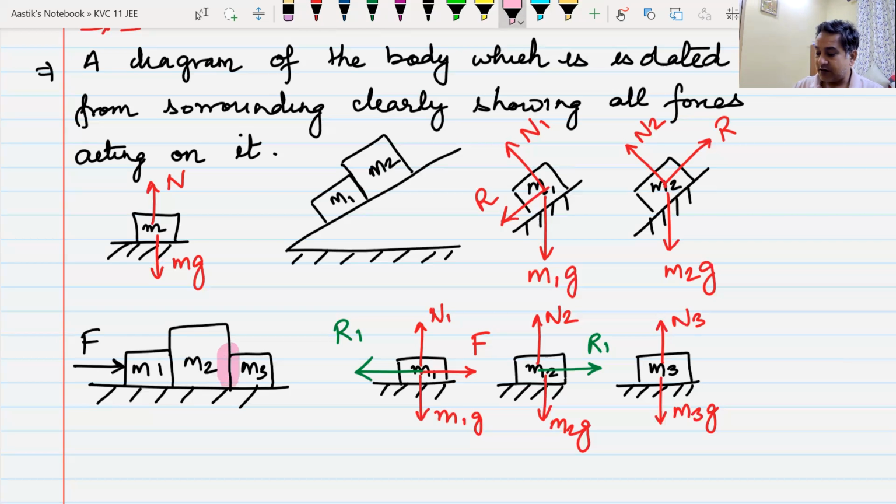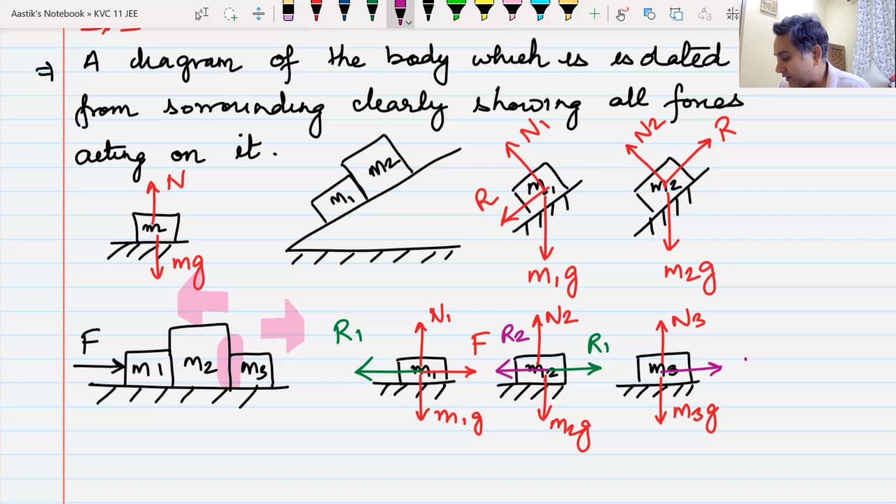M2 and M3 are also in contact. So M3 will be pushed here and M2 would be pushed here. I must also draw those forces. So here comes that force. Let me call it R2. R2 is the force exerted by M3 on M2. Similarly, this R2 is the force exerted on M3 by M2. Do we understand this? This is how, if you forget a single force, then your entire free body diagram will not become correct.